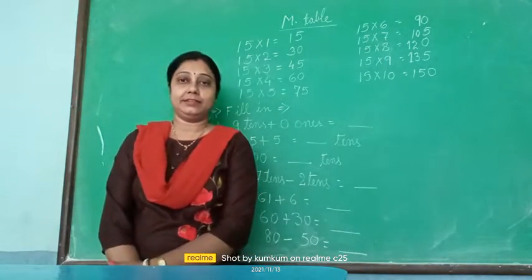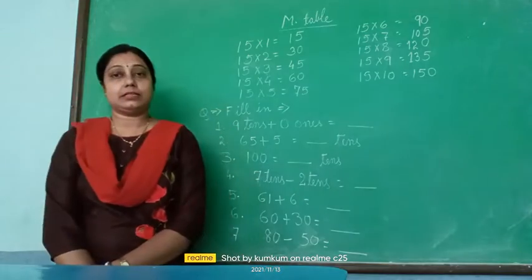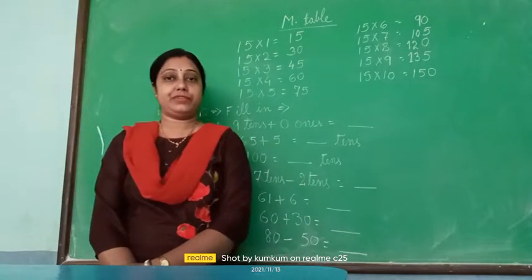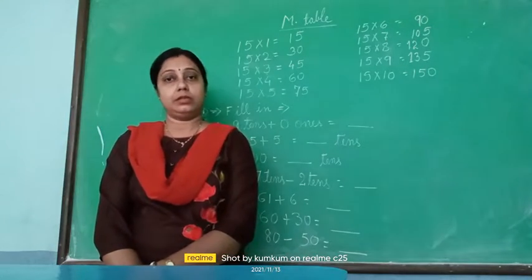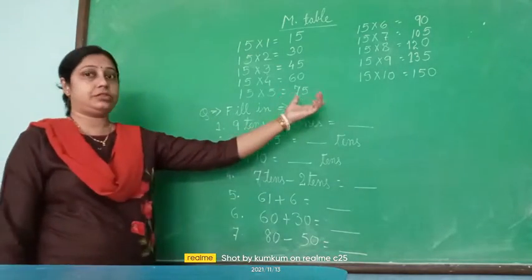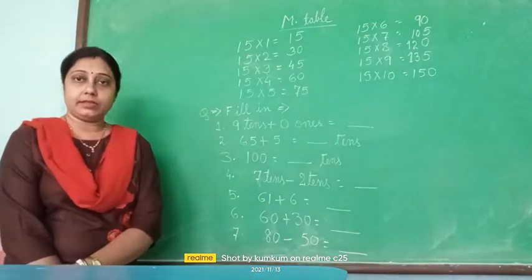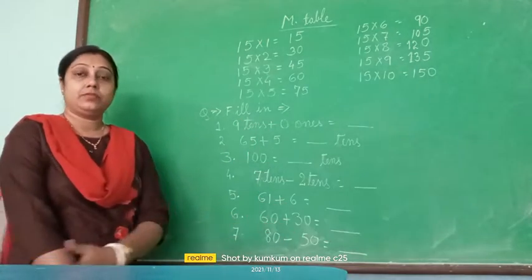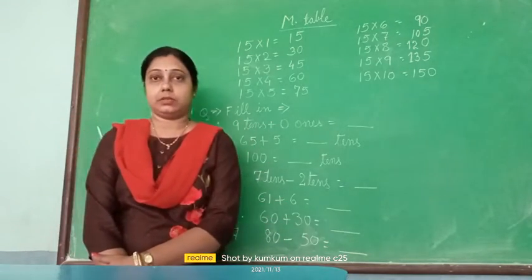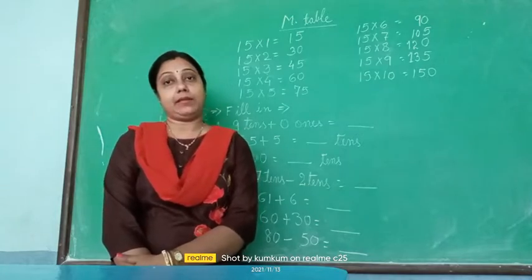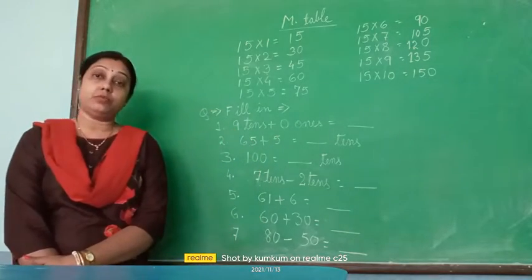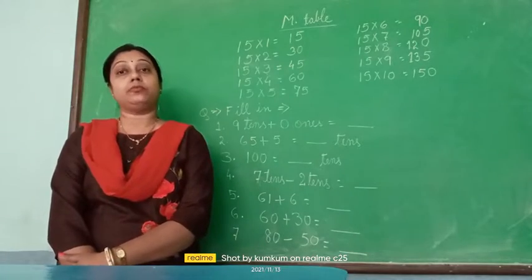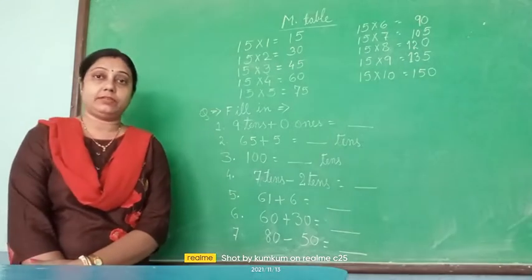Good morning, children. Today we will discuss from our mental math portion. The table 15. This is new for you. This table today I am going to teach you. We will read together and some types of fill in the blanks from the tens and ones concept. We will discuss today, and I will explain what more varieties may come this term.